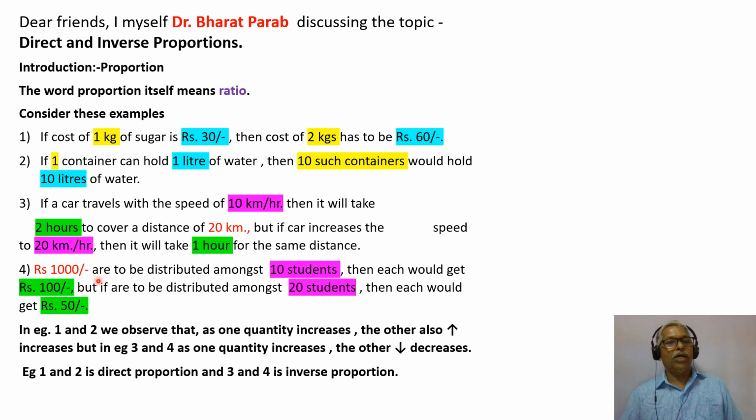Rupees 1000 are to be distributed amongst 10 students, then each will get rupees 100. Okay, 10 students, 100. But if these are to be distributed amongst 20 students, then each will get rupees 50. Here the number of students increases, the amount decreases.